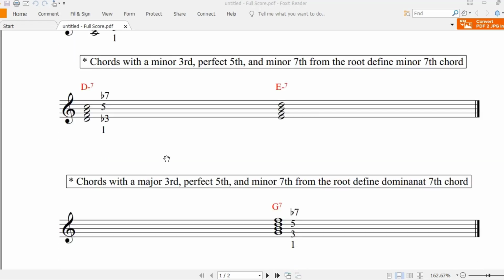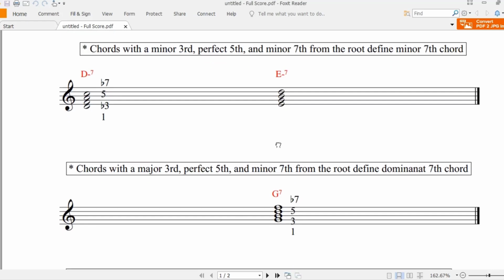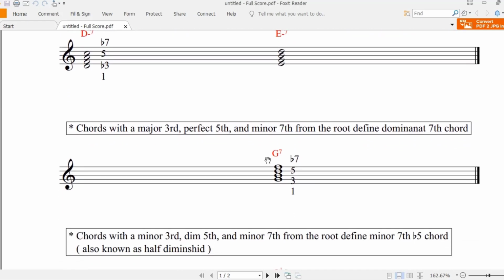Now, the next one is a chord with a major third, perfect fifth, and minor seventh from the root, defined as a dominant seventh chord. If we look at this chord, the G7 chord or G dominant seventh chord, we have root, third, fifth, and minor seventh interval above the root. Or we can say a major chord with a minor seventh above it gives us a dominant seventh chord.